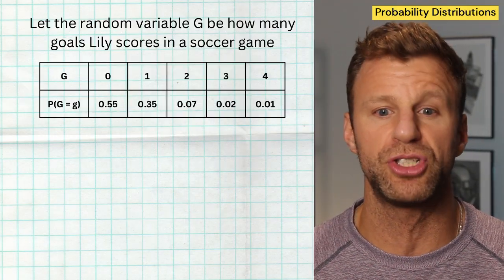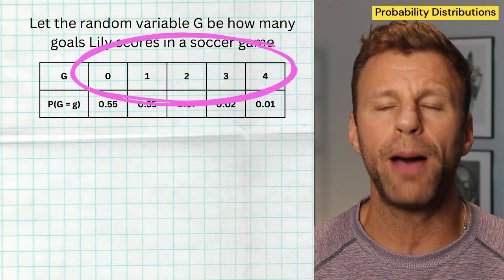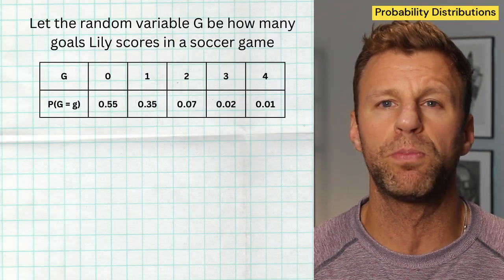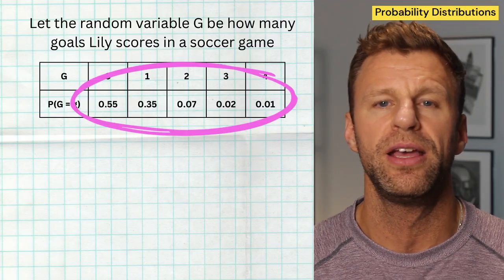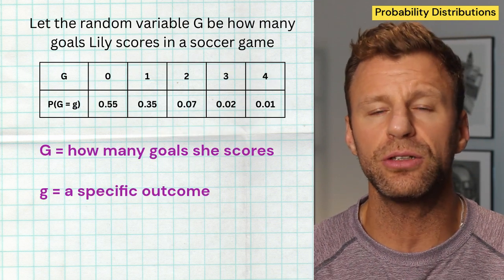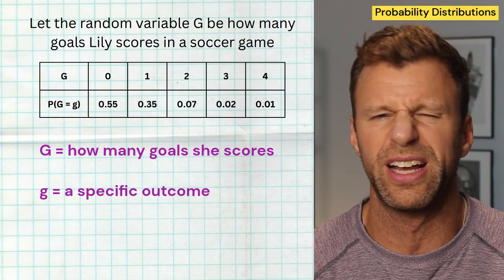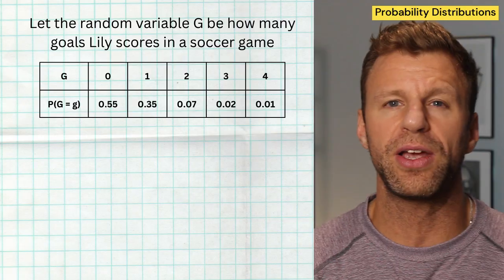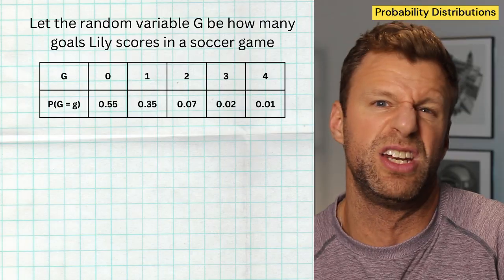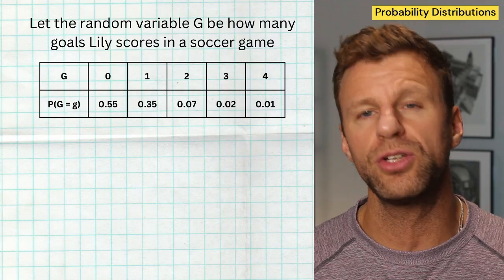We have random variable G, how many goals Lily scores in a soccer game. Across the top here, we see the outcomes 0, 1, 2, 3, and 4. And underneath them, we see the individual probabilities. So we have capital G, the overall random variable for how many goals Lily could score. And then little g would be each individual outcome, so 0, 1, 2, 3, 4 are our little g's. The probability that the capital random variable, how many goals she scores, equals the individual outcome of 0, in this case is 55%. And then we also see the probability of 1, 2, 3, and 4.